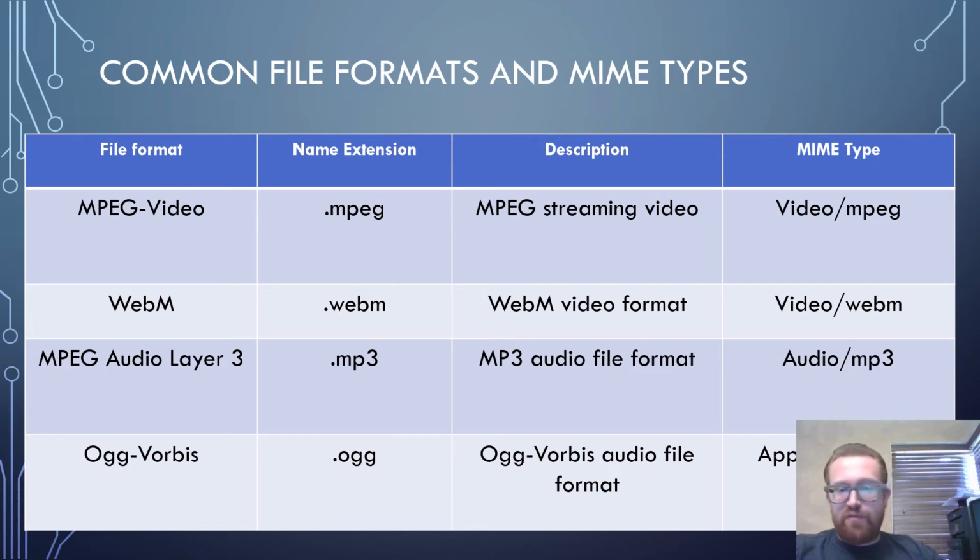WebM, .webm. This is a WebM video format. This is just another video file. The MIME type is video/webm. MPEG Audio Layer 3, or yeah, this is your MP3. This is the MP3 audio file format, and audio/mp3 is the MIME type. Ogg Vorbis, .ogg. This is the Ogg Vorbis audio file format. It's just another audio file type, and this is application/ogg.